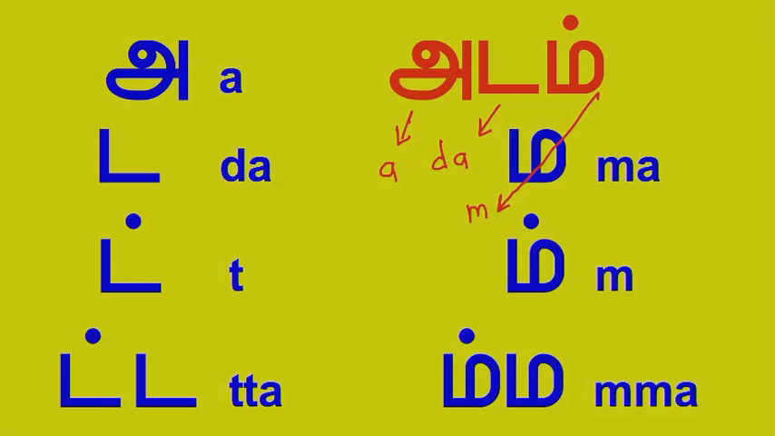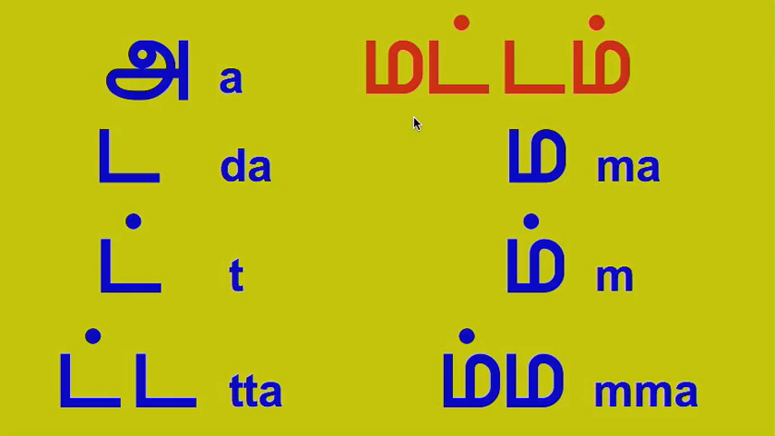Next word, first letter, ma. Second letter, it. Third letter, da, except when it follows the T, as in this combination at the end, it's the ta sound. And then the last letter. So ma, it, ta, matam, matam.